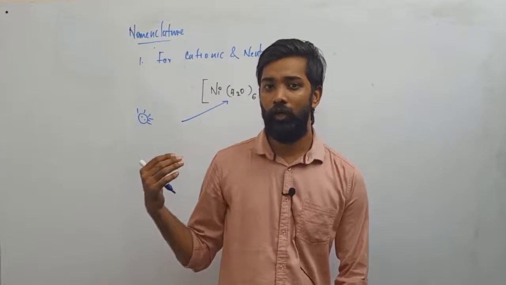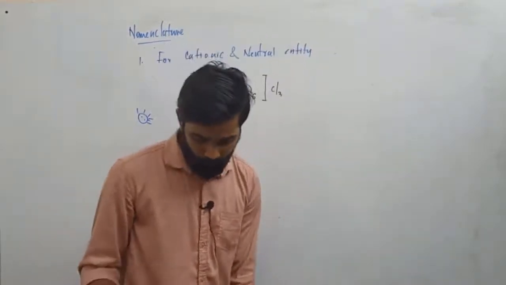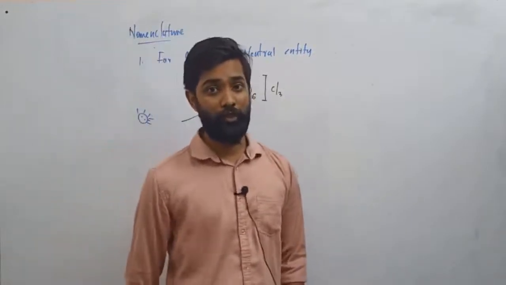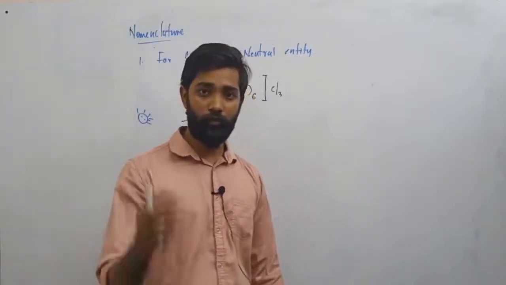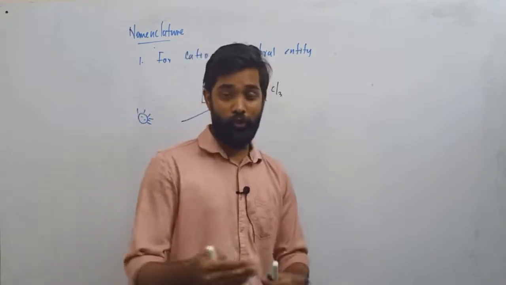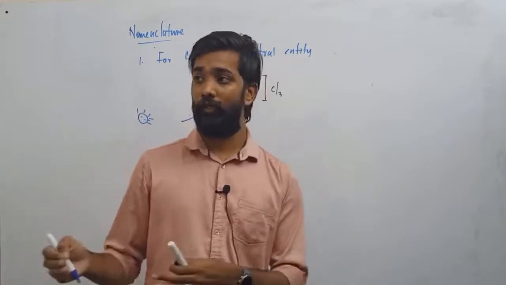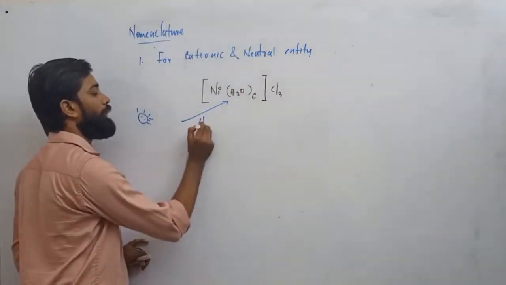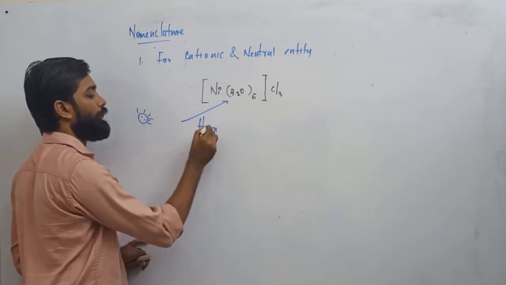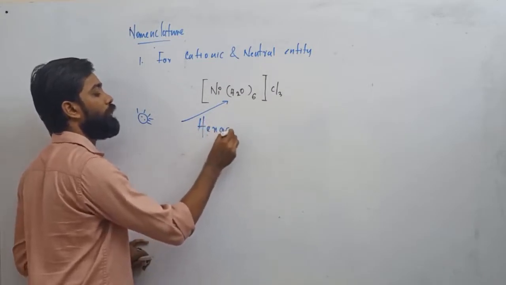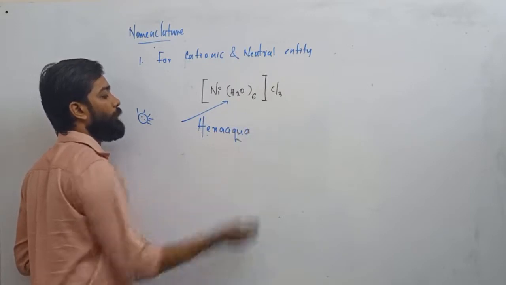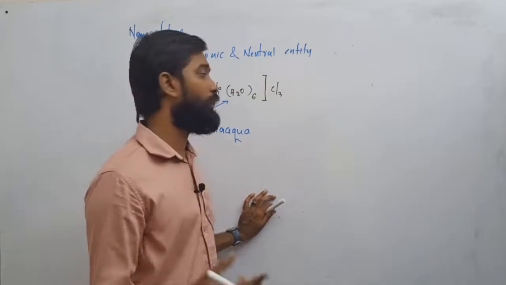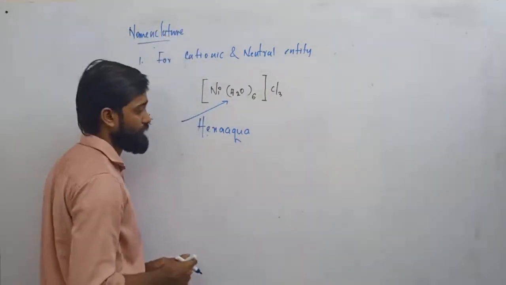And what is the number of aqua here? There are 6 H2O, right? So we have to mention that there are 6 H2O. In order to mention 6 H2O, you simply say hexaaqua. Which means that the aqua H2O ligand is present 6 times.